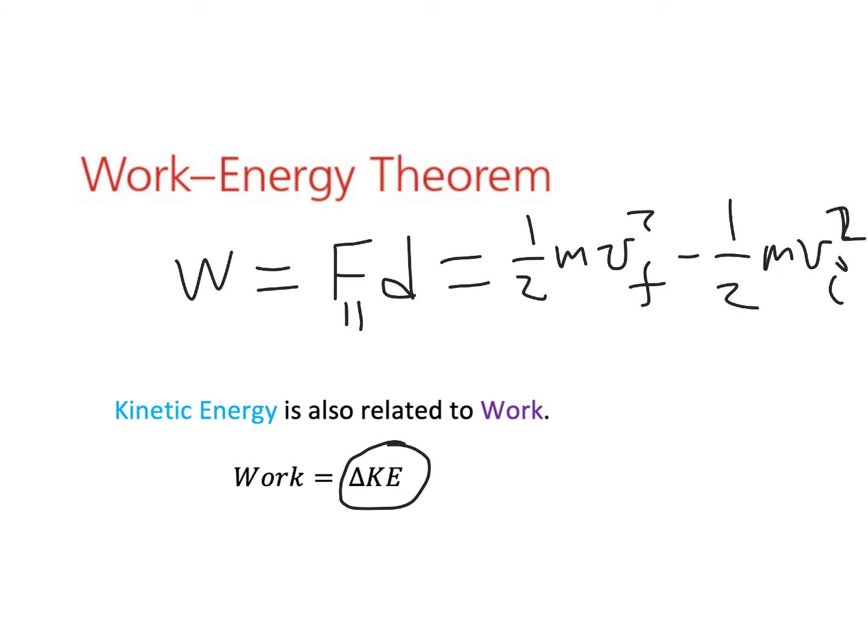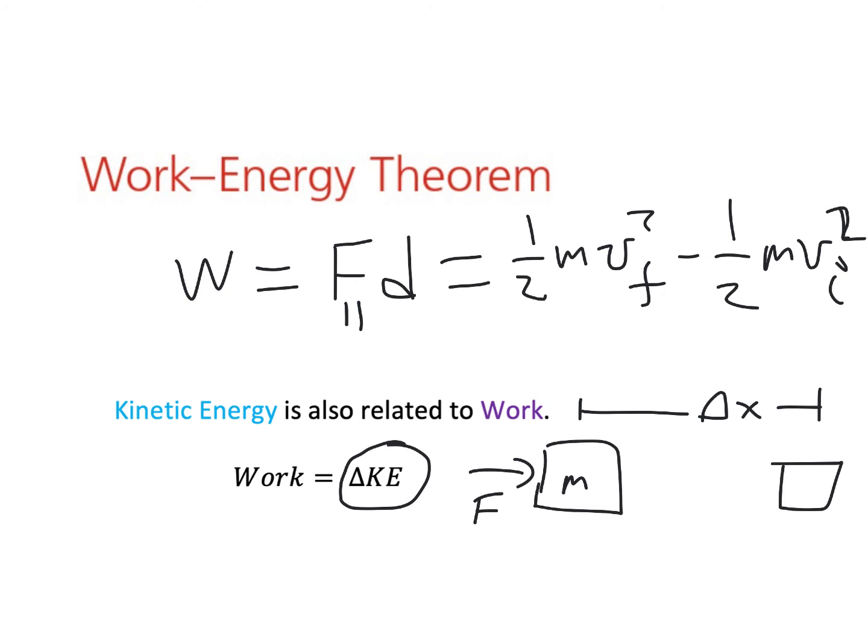And so if I do work on a system, what does that mean? I've got a block here, and it's got some mass, and I apply a force to it. And that force is applied over some distance. We can call the change in x the distance the block moves. Well, what's going to happen is I apply a force. It's going to accelerate. Its velocity is going to change.